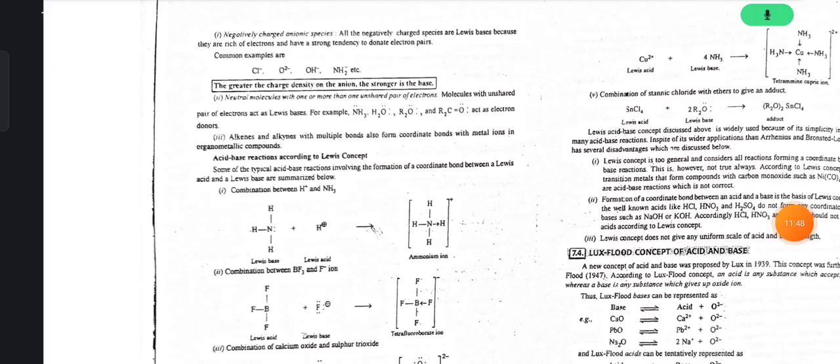Lewis bases. According to the concept, Lewis bases may be classified as one of the following types. Negatively charged anion species. All the negatively charged species are Lewis bases because they are rich in electrons and have a strong tendency to donate electron pairs. Some common examples are Cl negative, O2 negative, OH negative, and S2 negative. The greater the charge density on the anion, the stronger is the base.